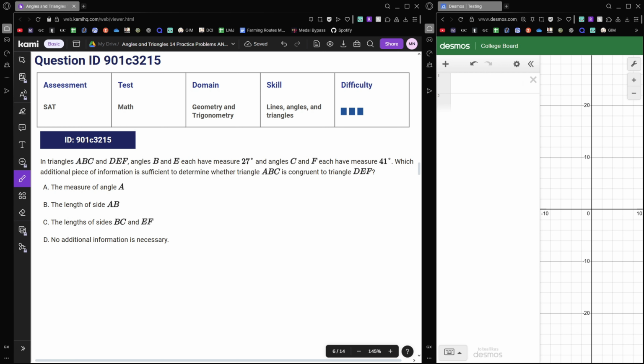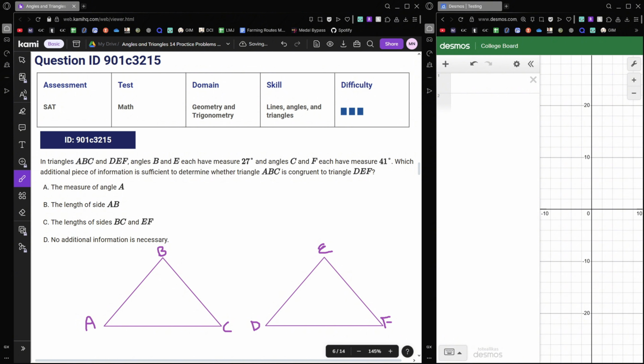Question number 6. In triangles ABC and DEF, angles B and E each have measured 27 degrees. So angle B and angle E are both 27 degrees. And angles C and F each have measured 41 degrees. So angle C and angle F are both 41 degrees. Which additional piece of information is sufficient to determine whether triangle ABC is congruent to triangle DEF?